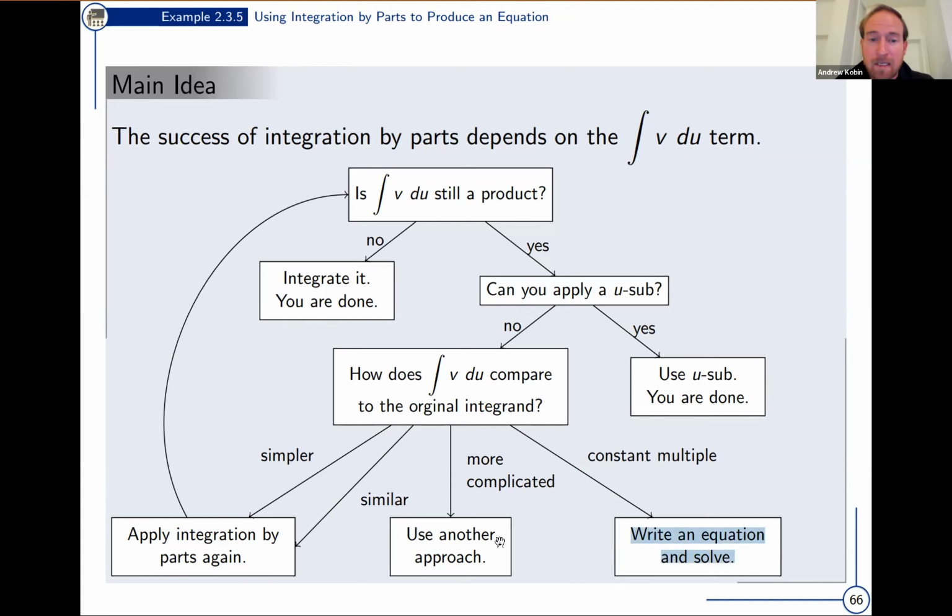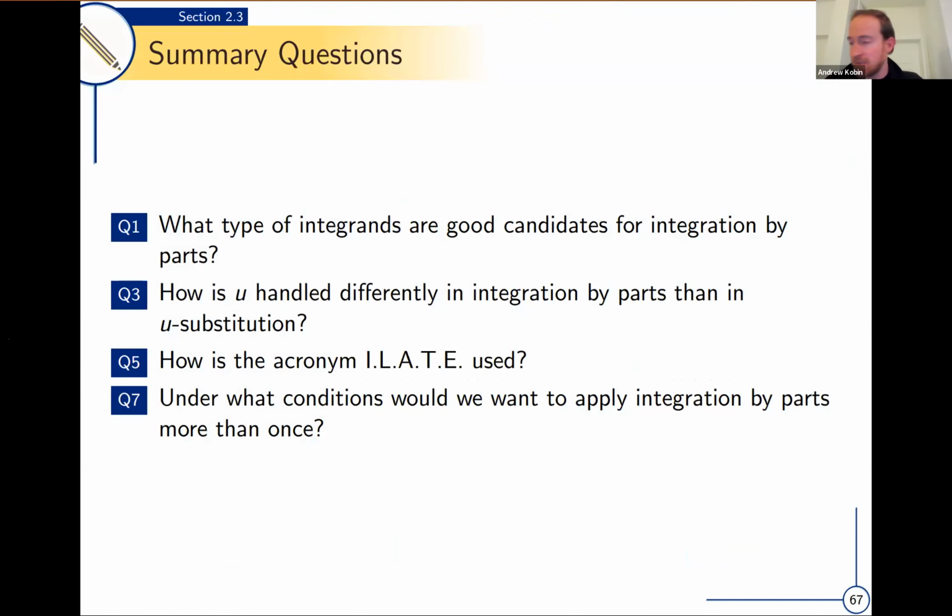But that's it. Once you get here and apply integration by parts, if you need to do it multiple times, you're just going to go back to the start and assess that new integral separately from the rest of the problem. Here's some summary questions for you to think about.